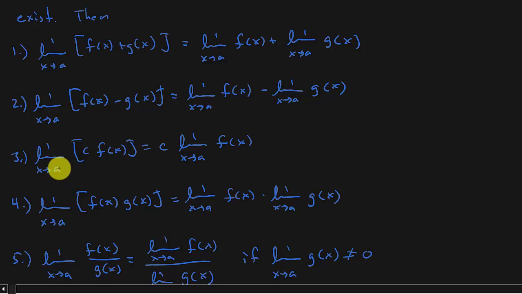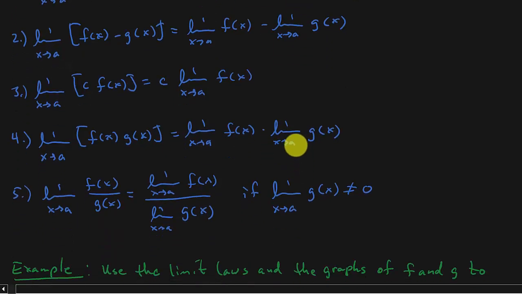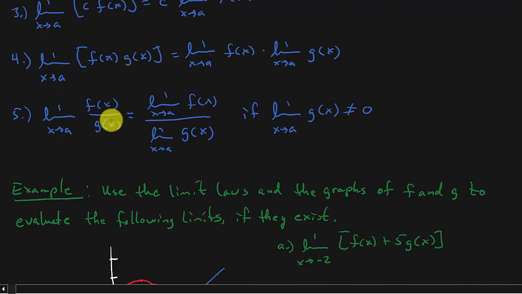And then this number 3 here, that's the limit of c times f of x is equal to c times the limit of f of x. So this is saying this c is a constant, so you can take the limit of the function f and then multiply it times c. And then the multiplication and division, you can do them separately and then multiply them together or divide them. Well, for the division, that's saying that the limit of g of x does not equal 0, because you can't have 0 in the denominator.